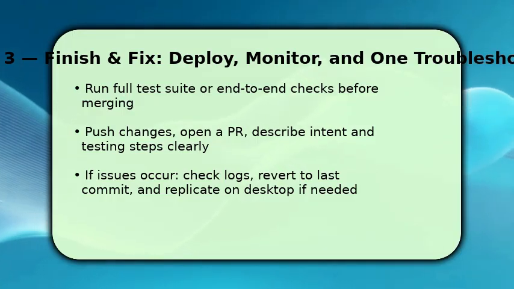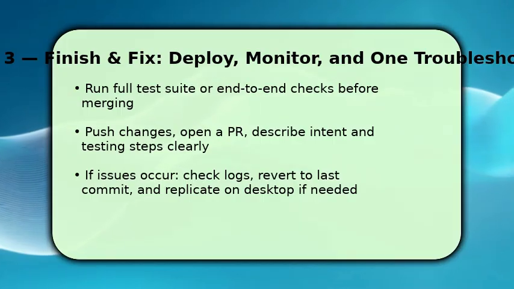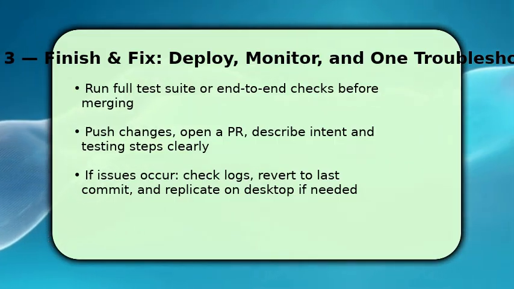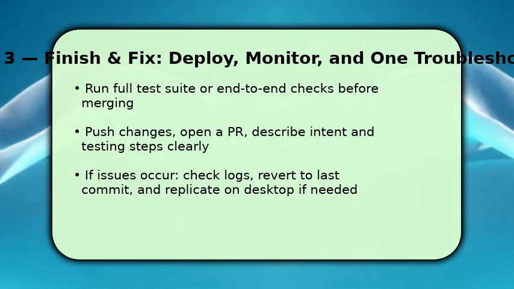This prevents CI failures. Then push your branch and open a pull request, explaining what you changed and how you tested it. If something breaks, inspect device logs and error messages, revert to the last known good commit if necessary, and try to reproduce the issue on a larger screen or desktop. This helps isolate mobile-specific problems.